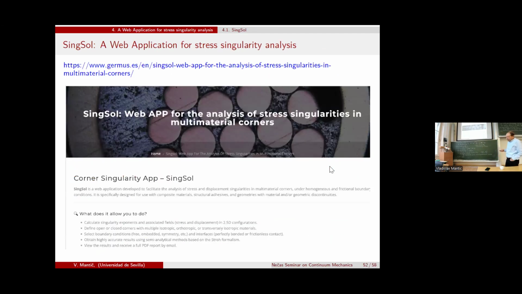Basically, I would just like to present to you our online application where this code for multi-material corners is available. You can use it even now, and I will briefly introduce it. This code allows you to solve this eigenvalue problem, as I explained here, without restriction, with any number of single material wedges in a corner with different interface conditions: perfect bonding, frictionless sliding, and frictional sliding.